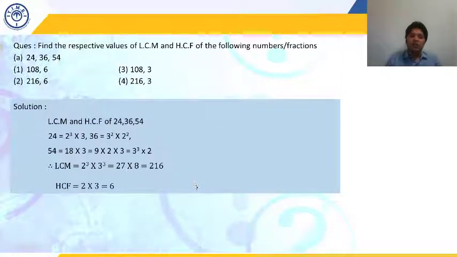Similarly for 3, what is the least power of 3 in all these three numbers? It is going to be 3 to the power 1. So 2 into 3 is going to be 6, the answer. I hope it is clear to everyone. So in case of LCM, we will consider the highest powers of the given prime factors, and in case of HCF, we will consider the least powers.